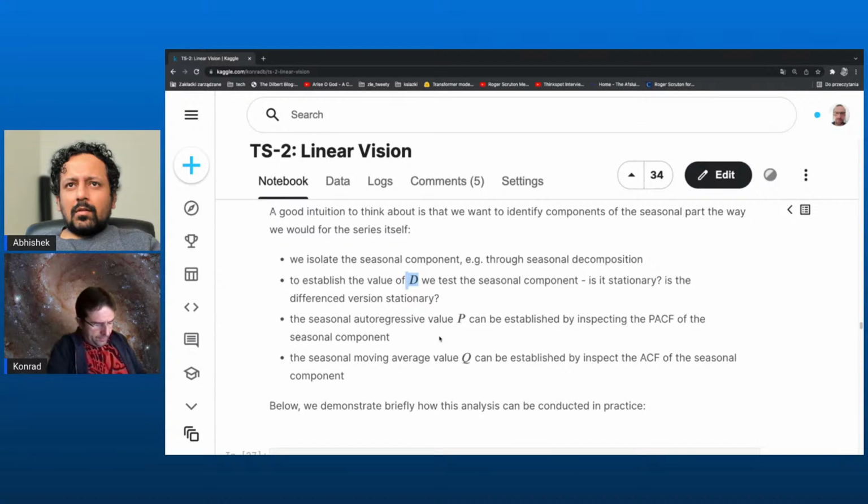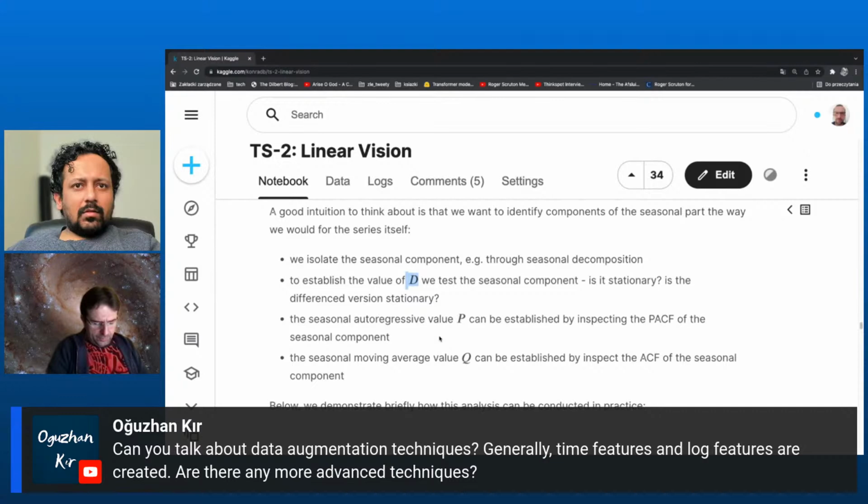So one question is about data augmentation techniques in time series. Can you talk about data augmentation techniques? Generally, for time series, time features and lag features are created. Are there any more advanced techniques?